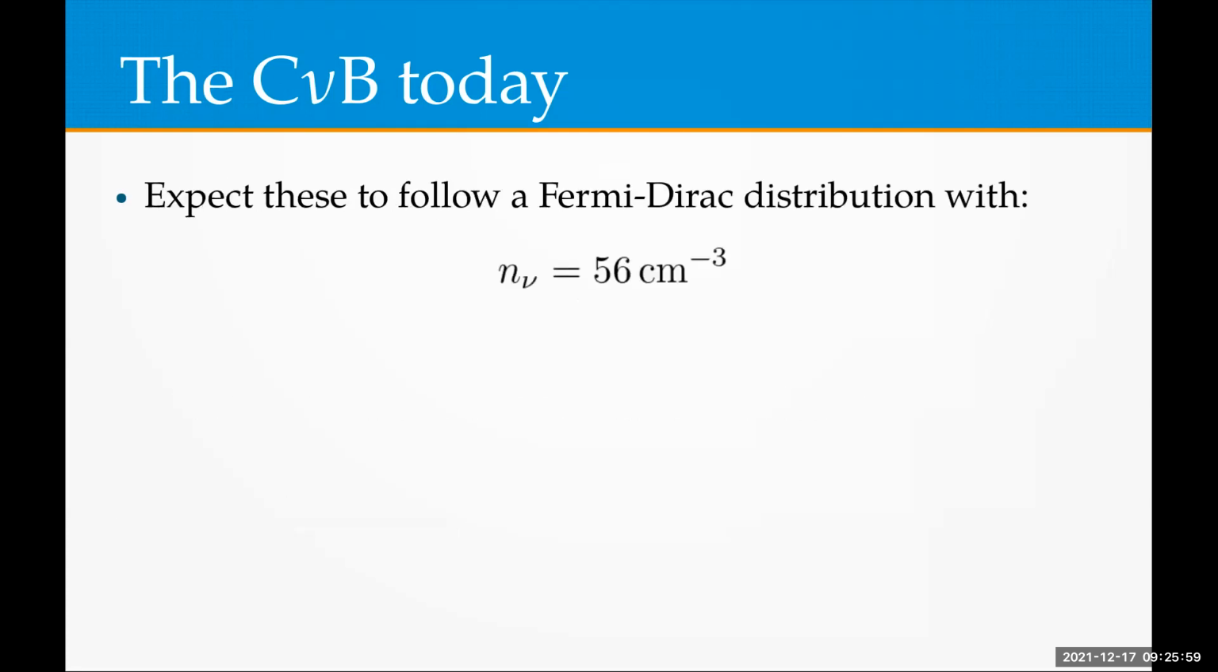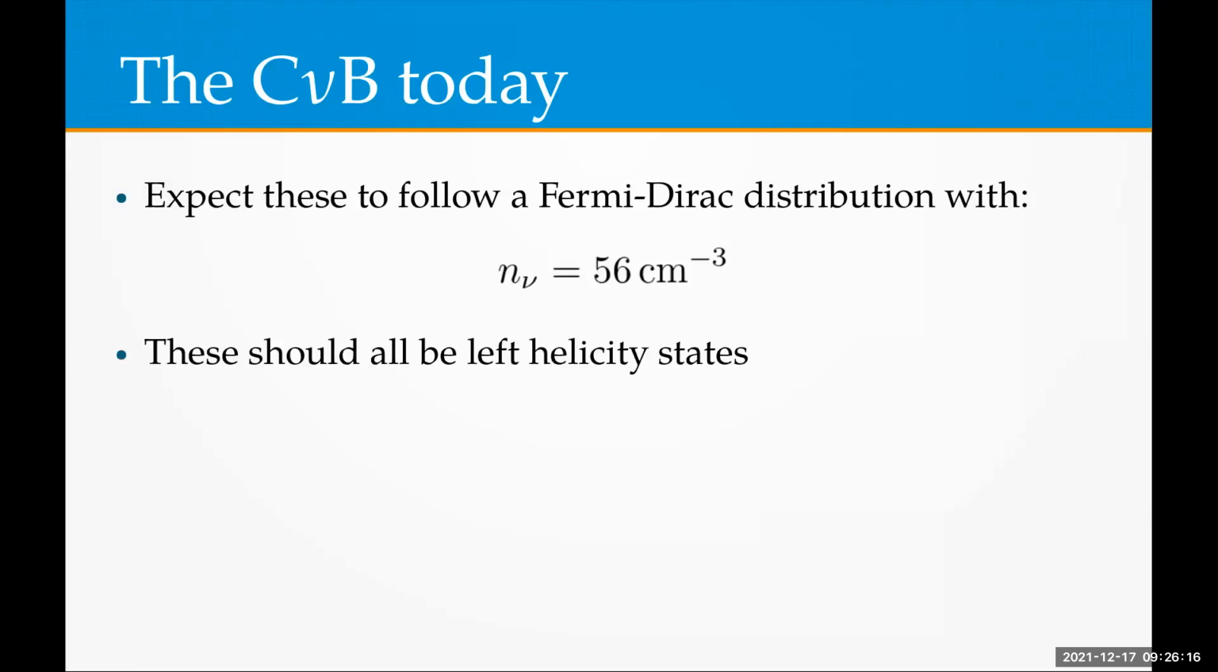We expect that these will follow their equilibrium distribution, which is this Fermi-Dirac distribution, at a temperature T nu naught, which if we go ahead and integrate over, we find a number density of about 56 per cubic centimeter. As we'll see later on, this is quite a large number. And importantly, these should all be left helicity states.